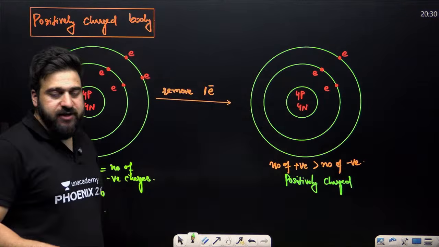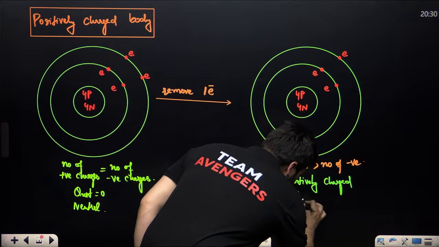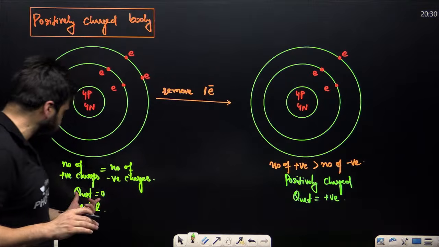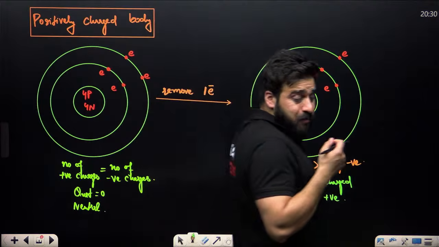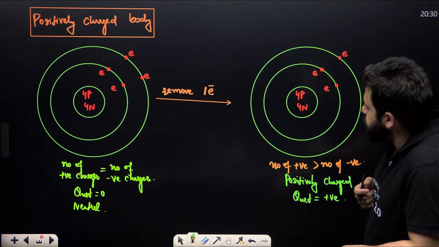Body becomes positively charged. And in this particular case, you can say net charge is, I would say, positive. You can't say net charge is 0. Here, net charge is 0. So when you remove an electron from the neutral atom, it becomes positively charged.